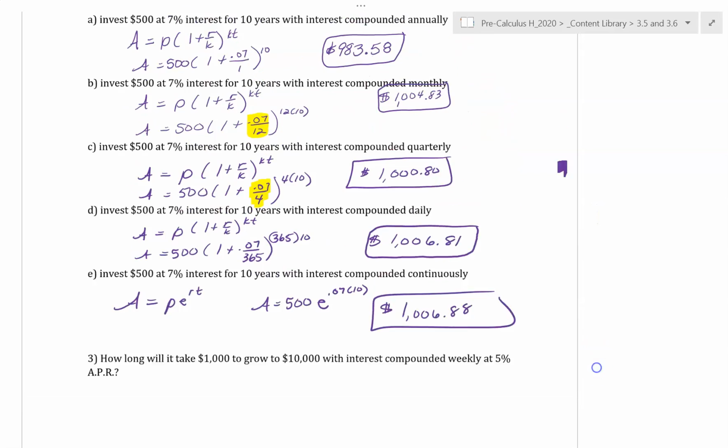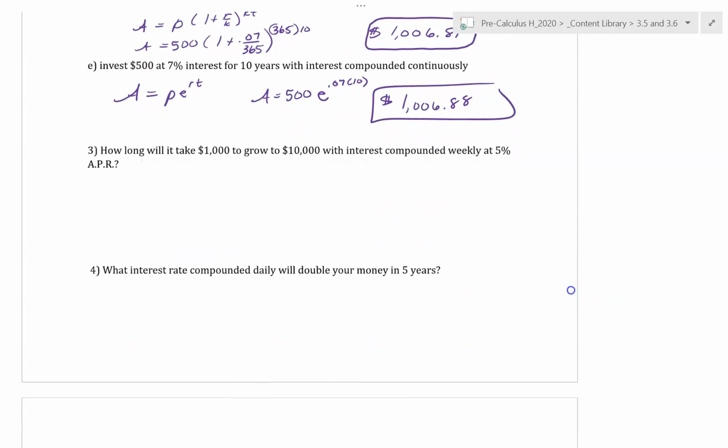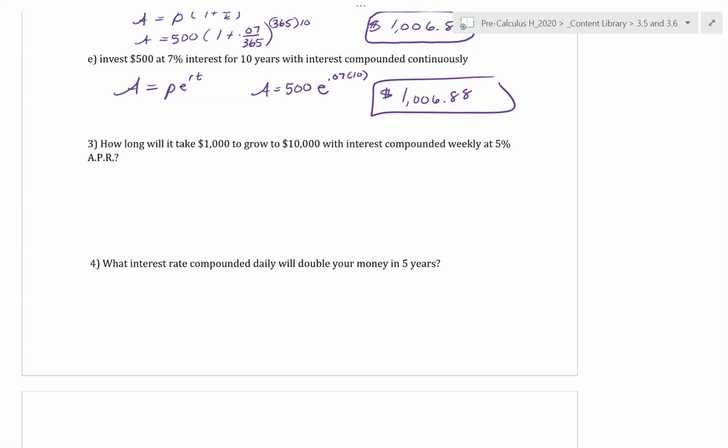Notice on all of these examples, we solved for the amount, but I might ask you to solve instead for an interest rate or a time. So what I would like you to do is pause the video and consider part 3, how you would write an equation to describe the situation. So for part 3, we have a $1,000 investment, and it's going to eventually grow to $10,000 with interest compounded weekly. That's 52 times a year at 5% APR. So notice we can use this equation. You could graph this, or you could solve it algebraically. If you wanted to solve it algebraically, you would divide both sides of the equation by 1,000 first.